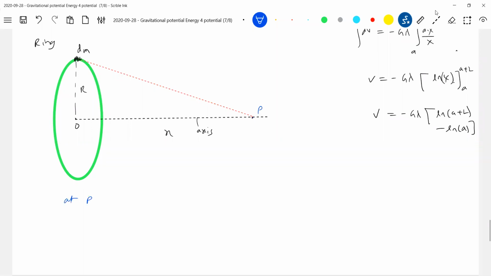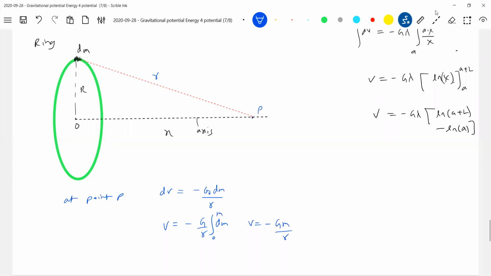So at point P, the potential is given by dV is equal to minus G dm by r. What is the r? The point mass is at a distance r. Further, now what is r? You take any point on the ring, it will be at a distance r only. So what is the potential? Given by just the simple formula GM by r.